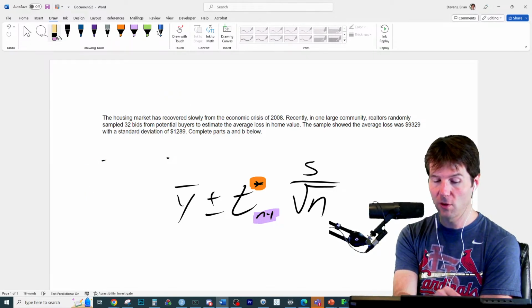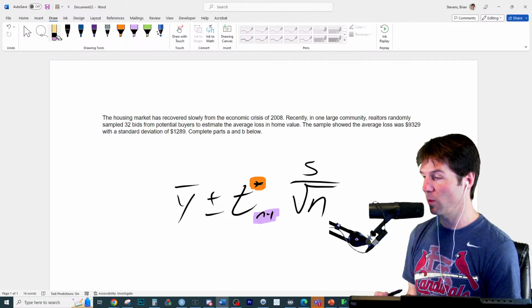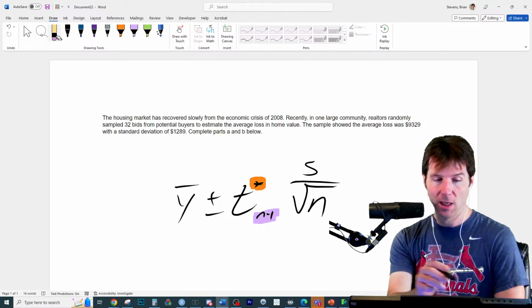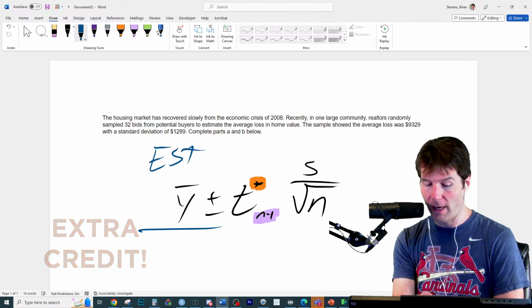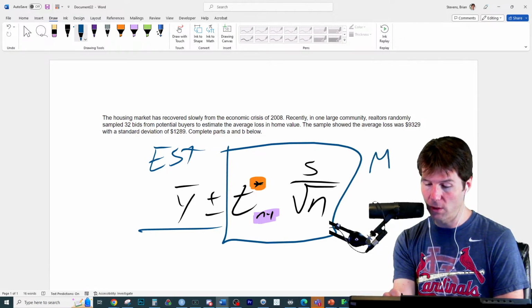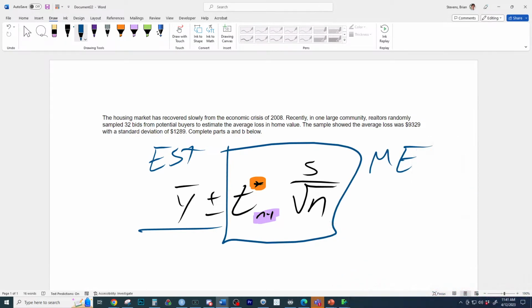The best guess of the true mean would be the what? Like if you had to guess the true average loss, your best guess would be the sample mean. Boom, Marcus, you're seeing it. So this is why this is called the estimate. And then after the estimate, we give a margin of error. So we have an estimate and then a margin of error. The estimate comes from the sample, and that's also the center of the interval.